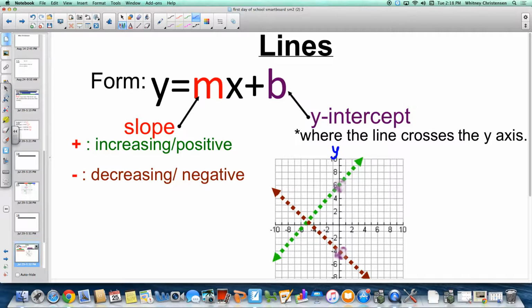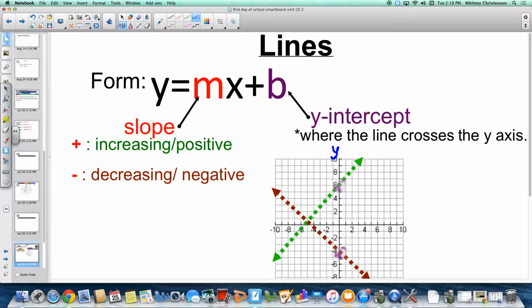So that means that it's increasing. Everybody look at my green line. Does everybody see how that's increasing? Now look from left to right. If I'm walking, am I going to be walking on the green line? Am I going to be walking uphill or downhill? Uphill. Awesome. So that would be increasing. Does everybody see how that's an increasing line?